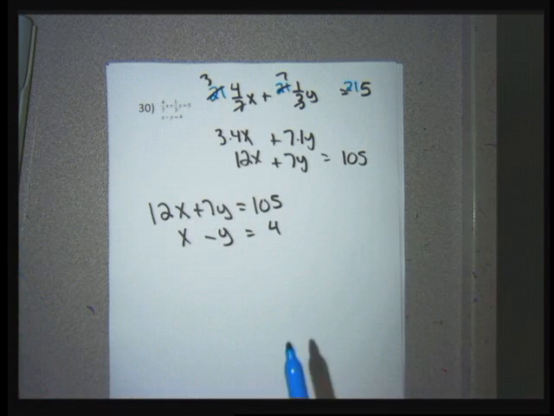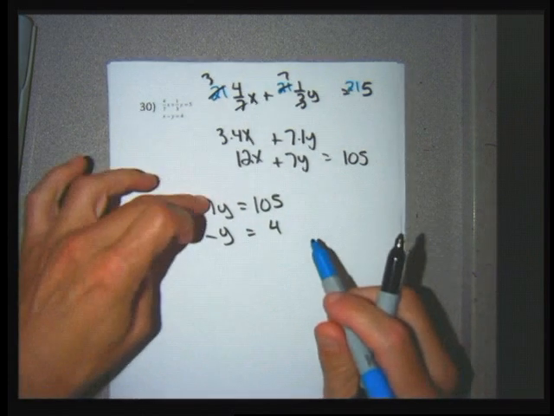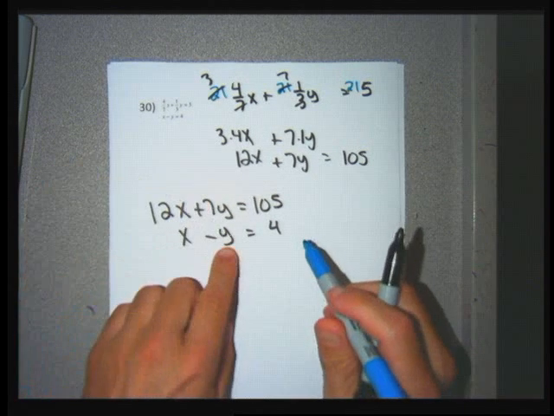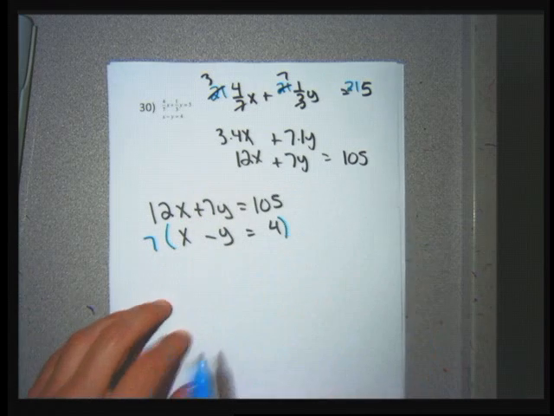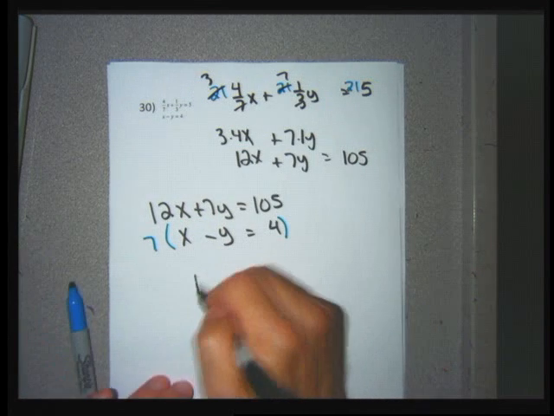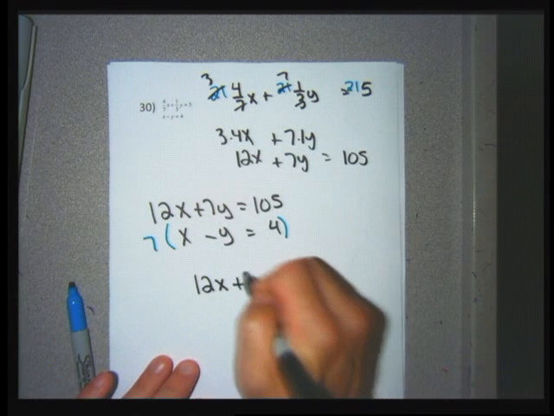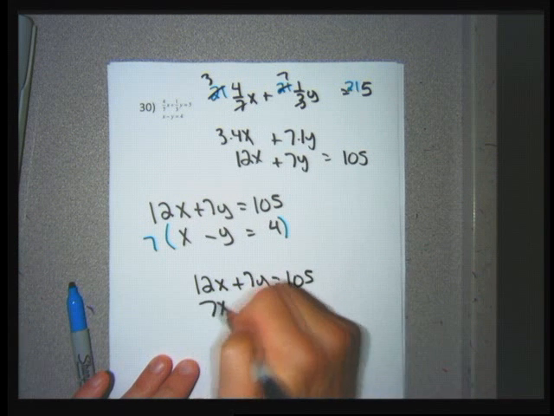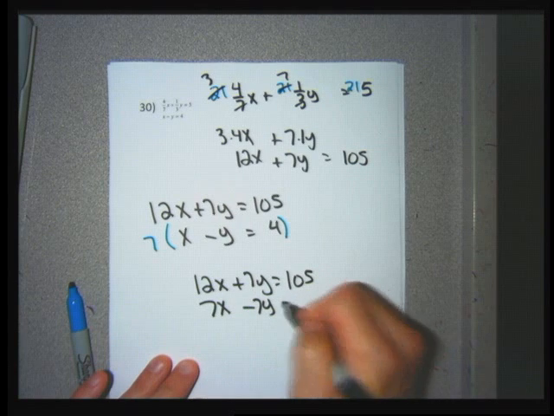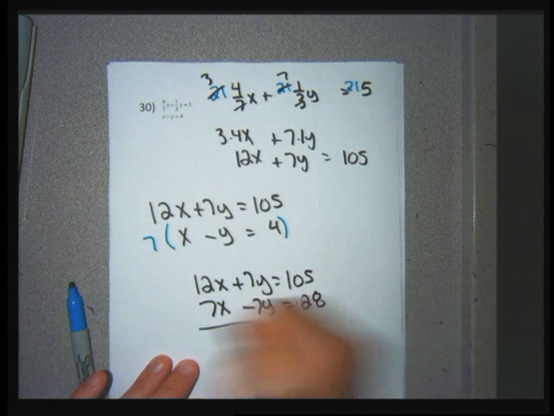I'm going to drop the y's out by leaving the top 7y and making the bottom y a negative 7y. So I'm going to multiply the bottom equation by 7. I'm going to leave the top at 12x plus 7y equals 105. Multiply the bottom and get 7x minus 7y equals 28.